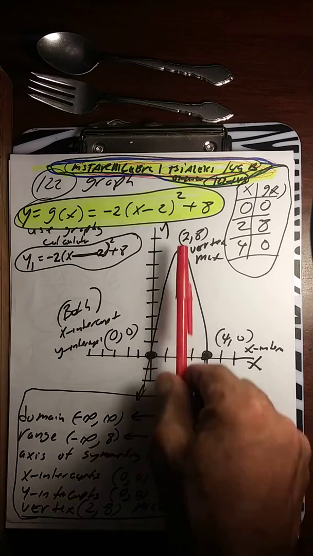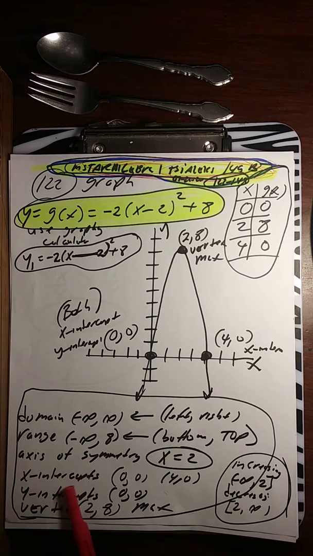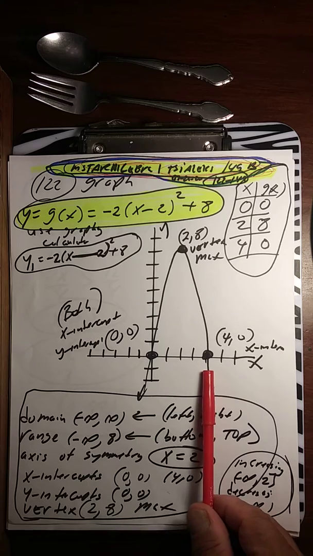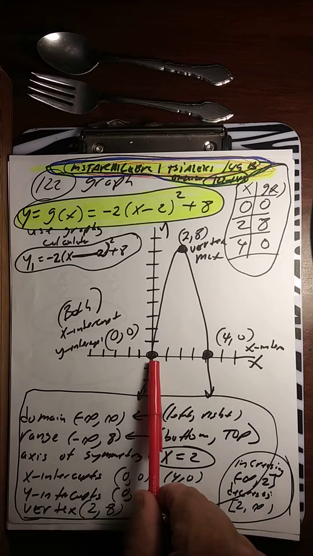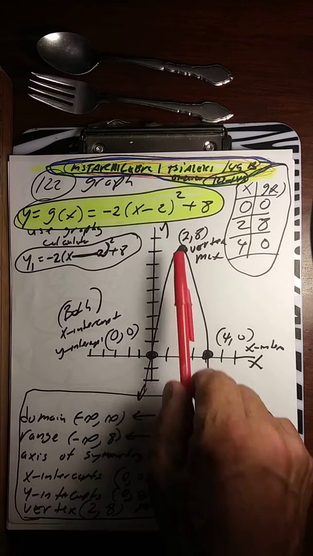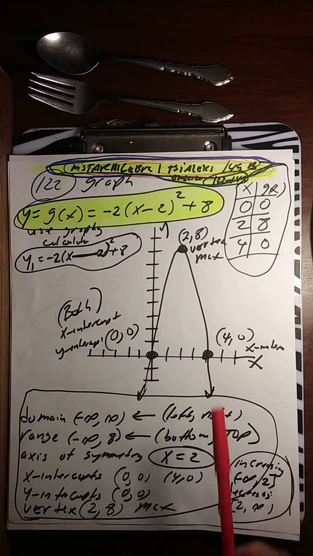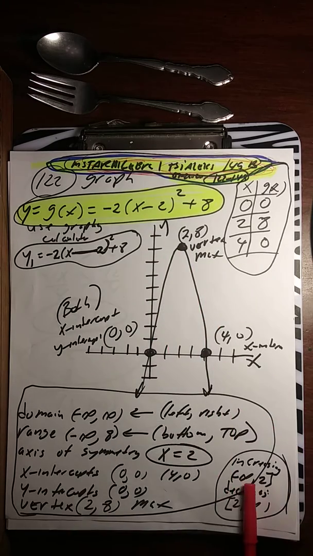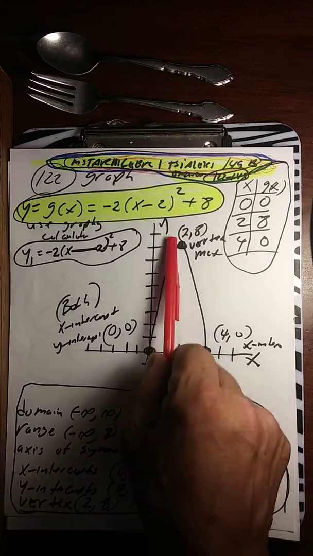The axis of symmetry is x equals 2. X-intercepts are (0, 0) and (4, 0). Y-intercept is (0, 0). Vertex is (2, 8), and it's a max. It's increasing from right there, and it's decreasing from there. Increasing, decreasing.